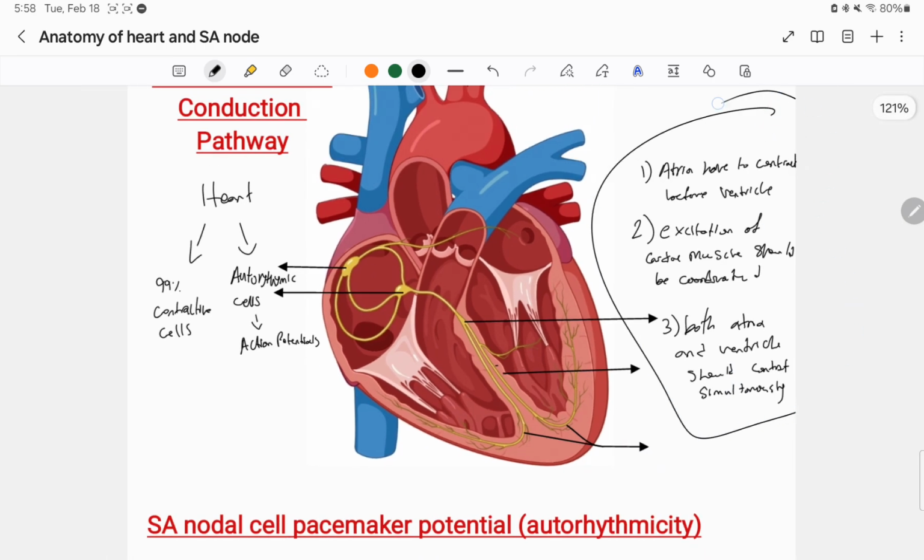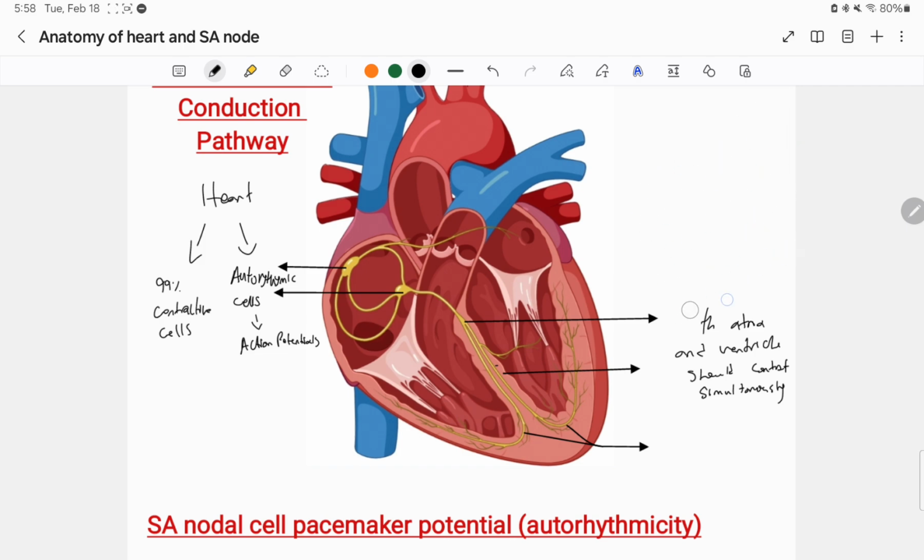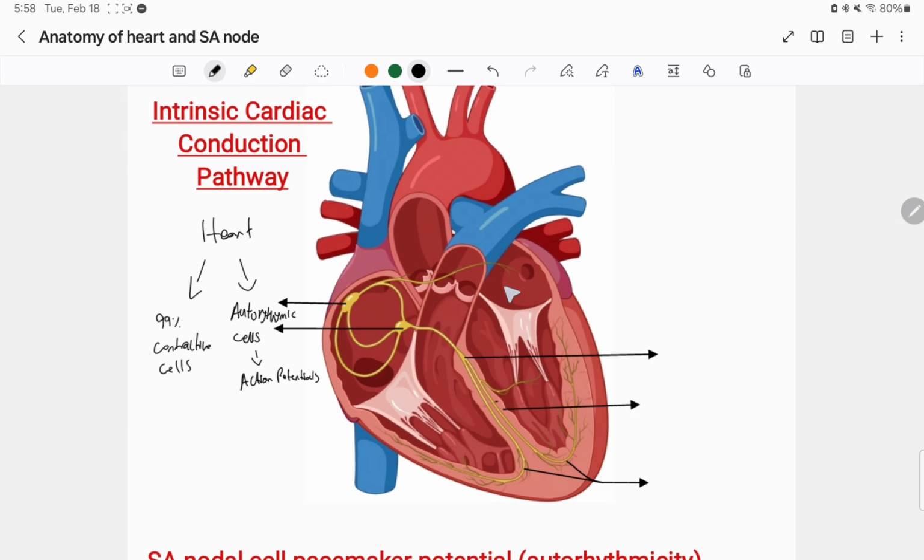These three rules have got to be followed if you want to live a good life, okay? If you want your heart to work properly. Now, what does all this have to do with anything that I mentioned beforehand, with the heart and the autorhythmic cells? Well, I'm glad you asked, because these autorhythmic cells have the ability to depolarize the heart, or excite the heart muscle, in a way that we want it to contract. Let's take a look.